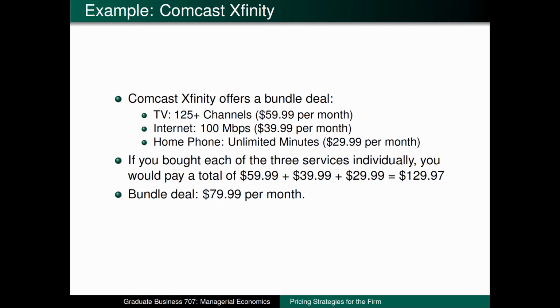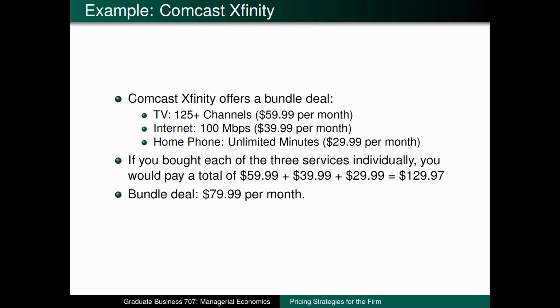When I moved to my house, the only cable operator that services my neighborhood is Comcast, which provided the following deal. I could get TV individually for $59.99 per month. I could get internet individually for $39.99 per month, and I could get home phone for $29.99 per month. If you add all this up, it would cost just under $130 per month. Or, I could bundle the three services together and pay $79.99 per month.